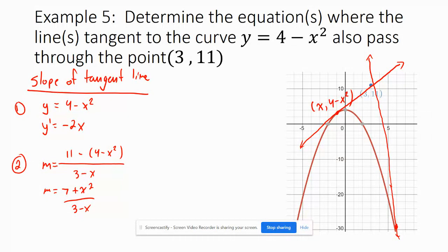Now the idea is that the slope of this line using my slope calculation or my derivative should be the same thing. These are just two ways of writing the slope of the tangent line at this value of x. So in other words, this value of the slope is going to equal this value of the slope over here: negative 2x equals 7 plus x squared over 3 minus x.